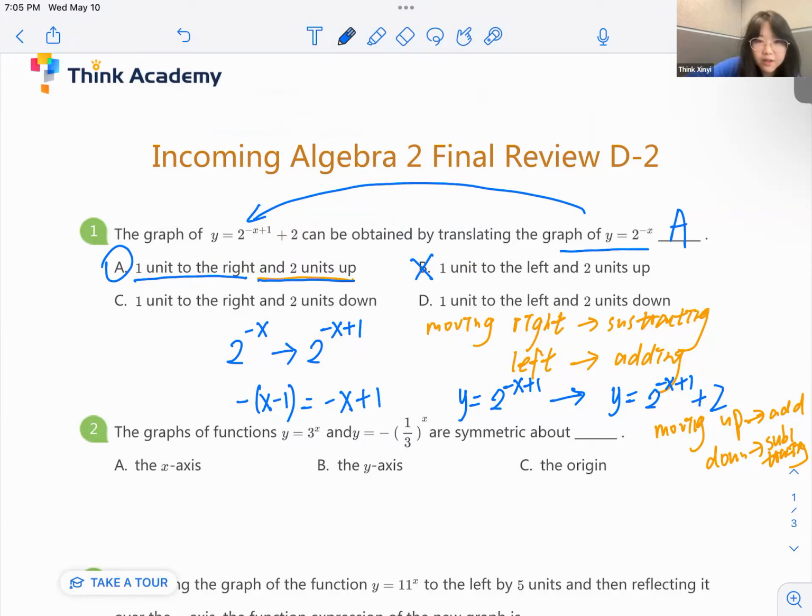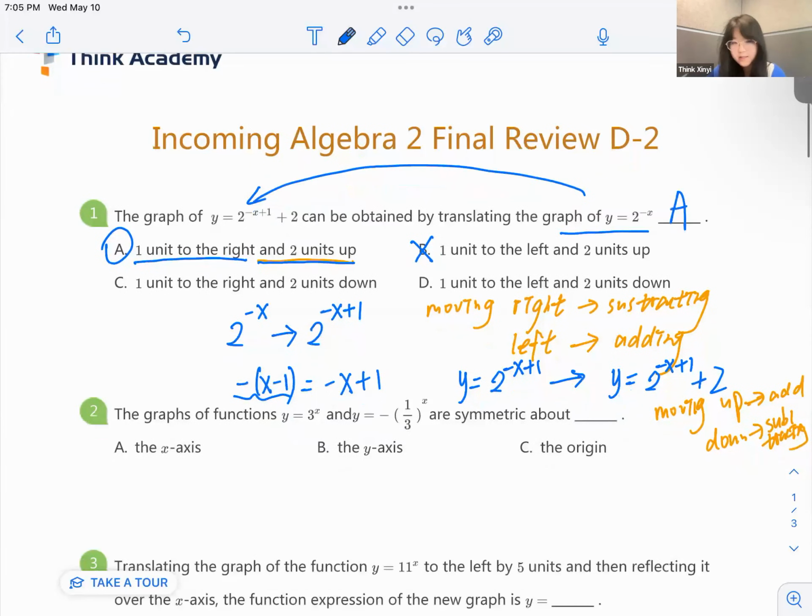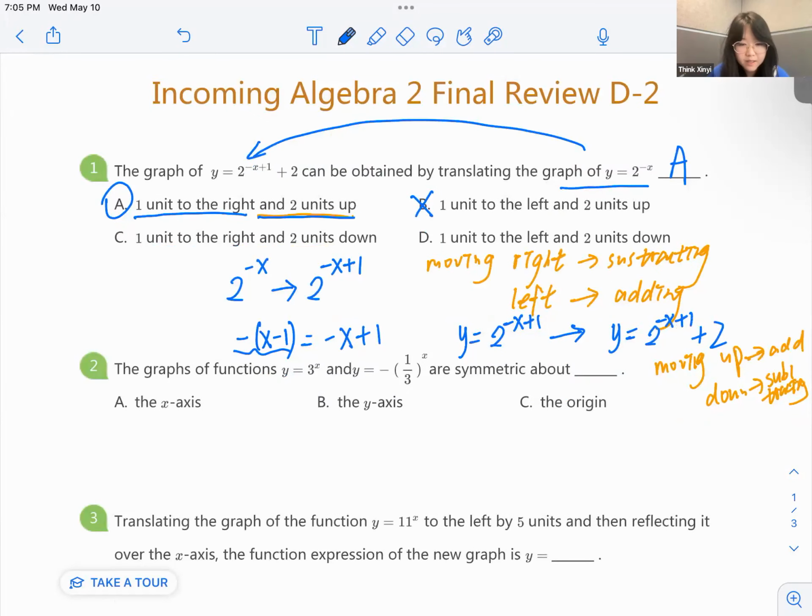So some of you got B, which is not correct. Pay attention to the pitfall points here. So moving right or left only changes the x, and don't forget the parentheses here, okay? I see Ethan in the chat box said, oh, so Yo-Yo said C is not C, okay? So the correct choice is A.